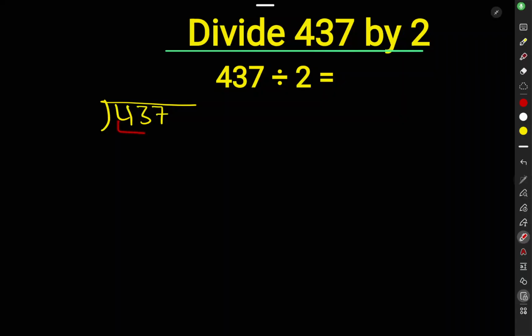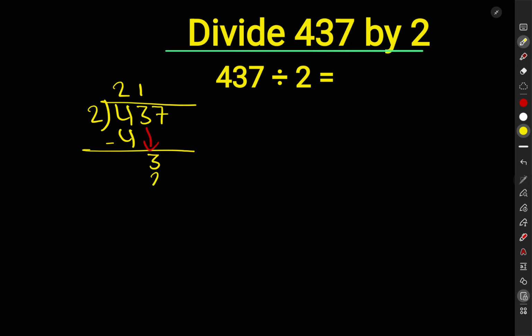We divide 437 by 2 in long division method. 2 times 2 is 4. On subtracting it is 0. We put down these 3 and remove 0.